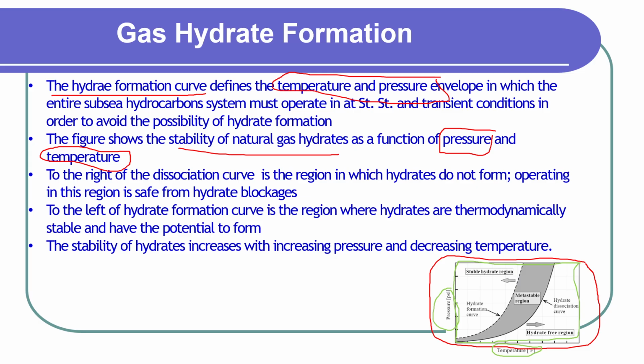So to the right of the dissociation curve, which is here, this is what we call the dissociation curve. I'm going to just use a different color, let me use the yellow. Here is something called the dissociation curve, and here is something we call the hydrate formation curve.